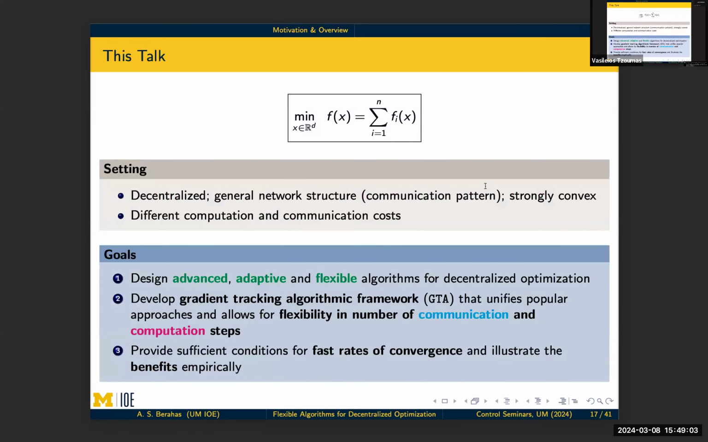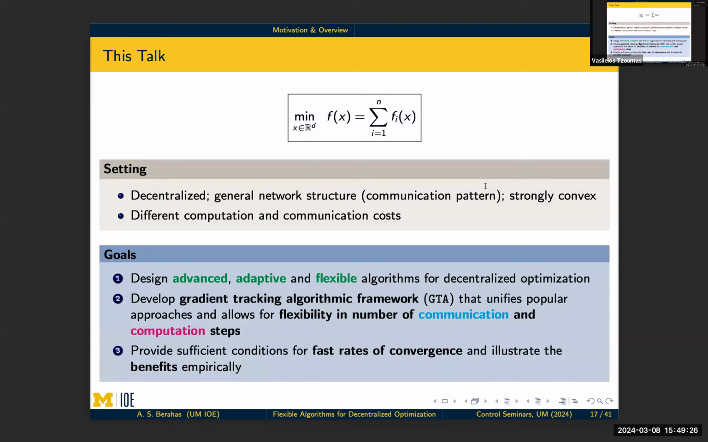So in this talk, we'll talk about decentralized optimization with general network structure. We're going to think about different communication and computation costs. And as I mentioned in my title, I'm going to try to do advanced, adaptive, and flexible. The way we're going to do that is by looking at gradient tracking methods, these linearly converging methods, and algorithms that are endowed with flexibility in terms of communication and computation.